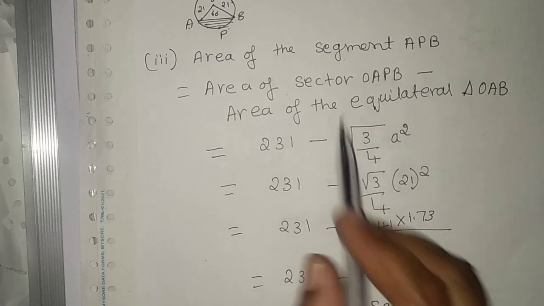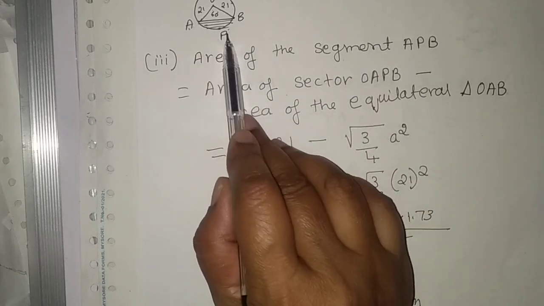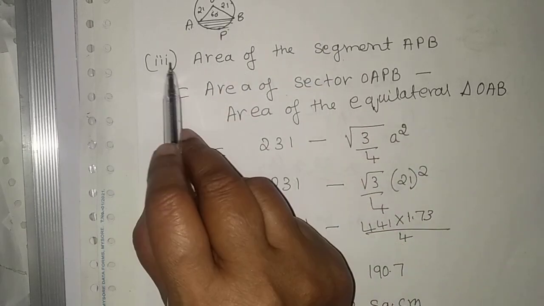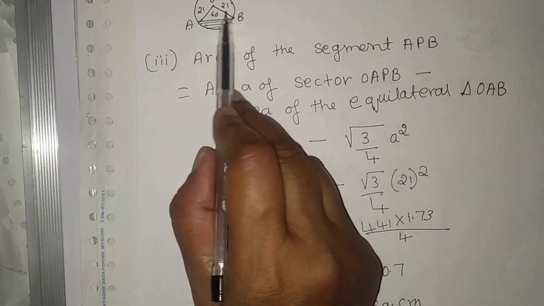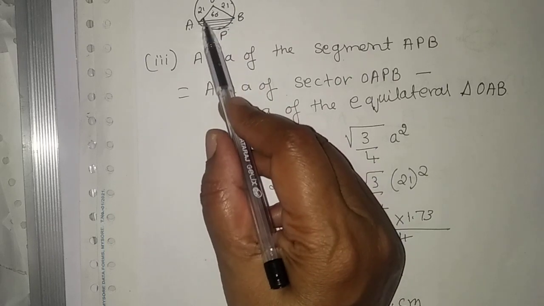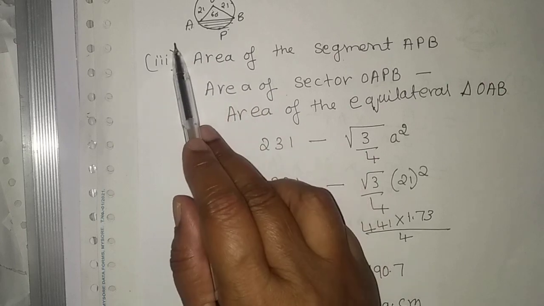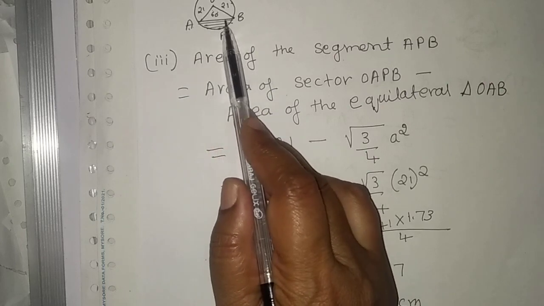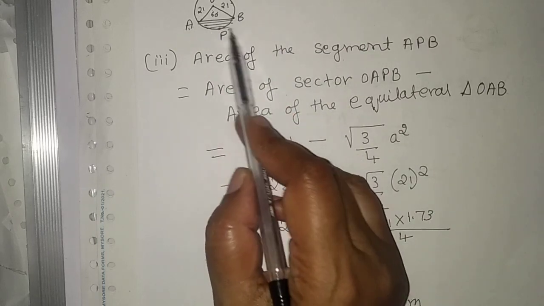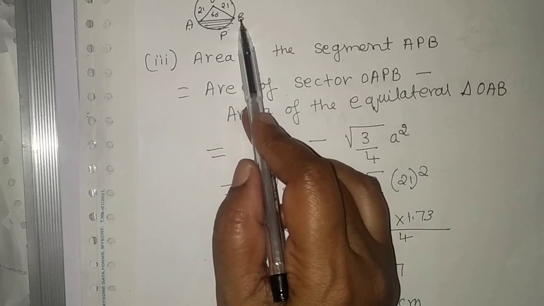So the last part of the fifth problem is the area of this segment, area of the segment APB. For this, to find the area of the segment APB, area of the sector OAPB minus, meaning this whole thing, minus the area of the equilateral triangle OAB, this one. This minus this one will be the area of the segment APB. The whole thing minus this will be equal to this.